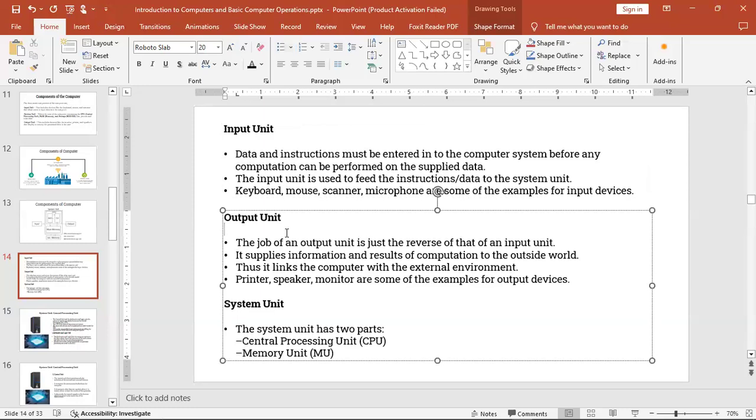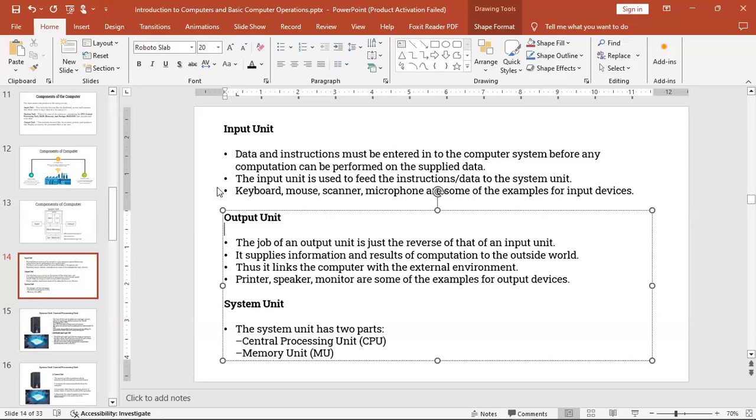The job of an output unit is just to reverse that of an input unit. So if an input unit sends in data, the output unit sends out information. It supplies information and the result of the computation to the outside world. Thus, it links the computer with the external world, or external environment. Examples are the printer, the speaker, and the monitor. So these are some examples of the output unit.